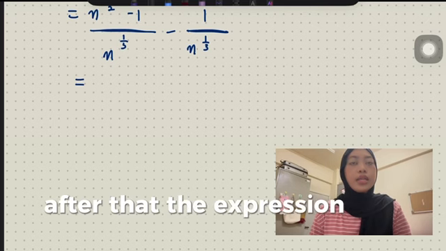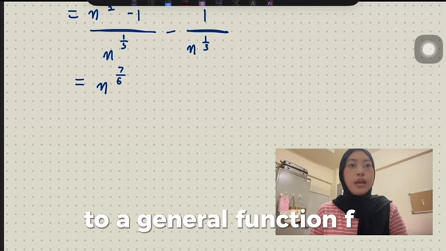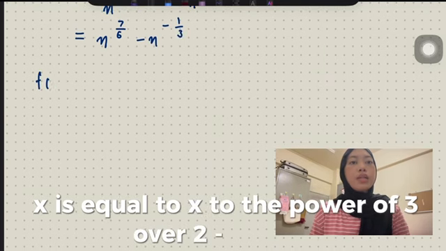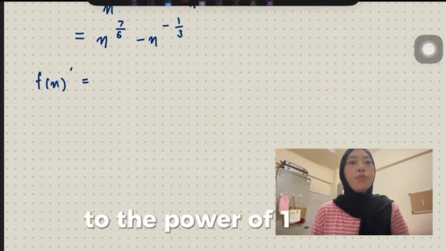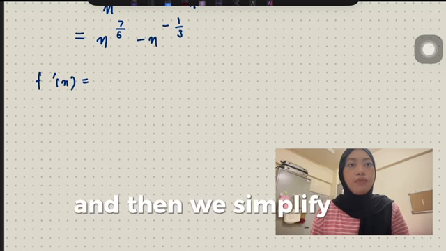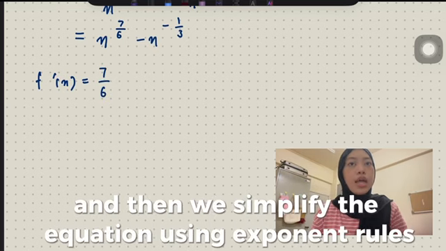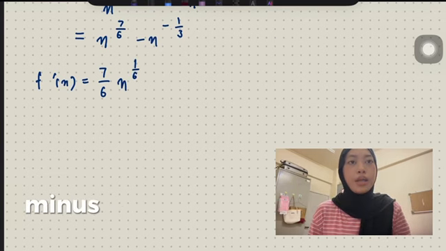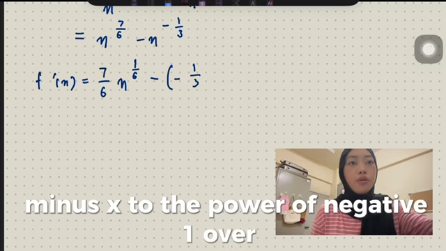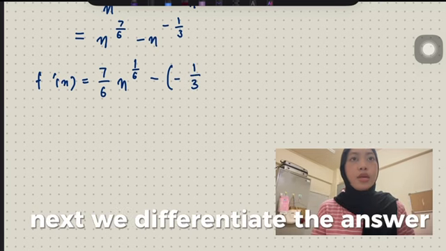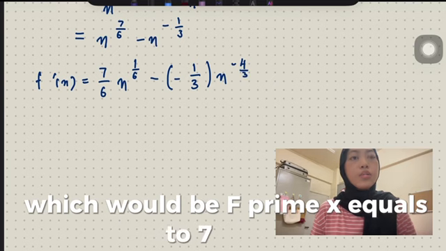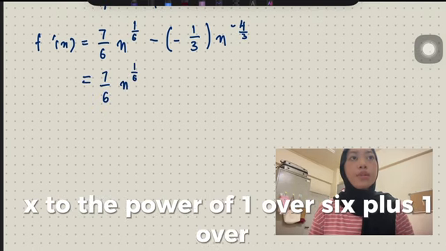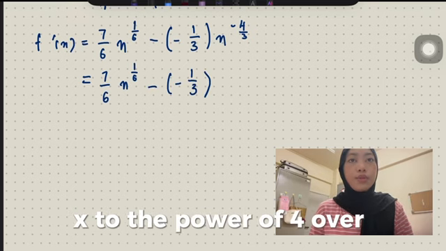After that, the expression is converted into a general function f(x), where f(x) is equal to x to the power of 3 over 2 minus 1 over x to the power of 1 over 3. And then we simplify the equation using exponent rules. Then we get x to the power of 7 over 6 minus x to the power of negative 1 over 3. Next, we differentiate, which gives f prime x equals 7 over 6 x to the power of 1 over 6 plus 1 over 3 x to the power of 4 over 3.